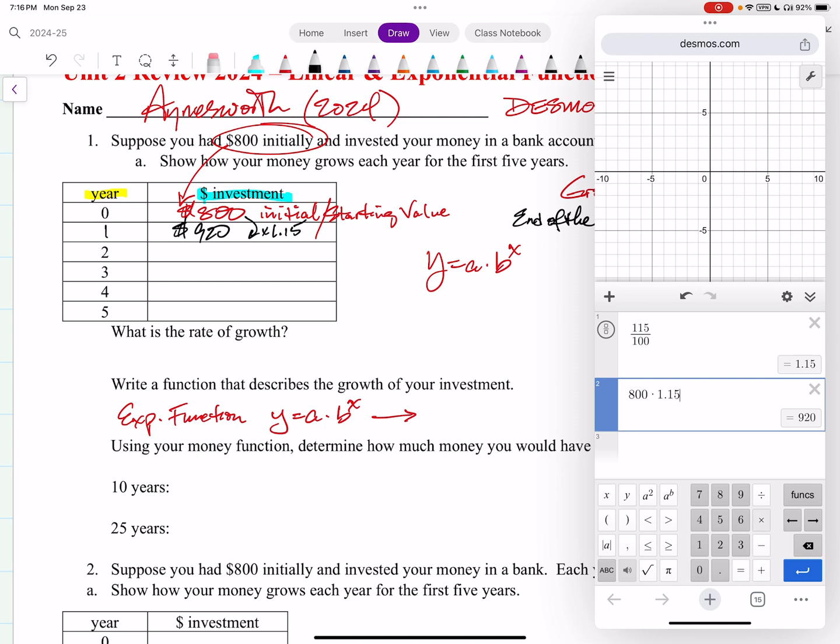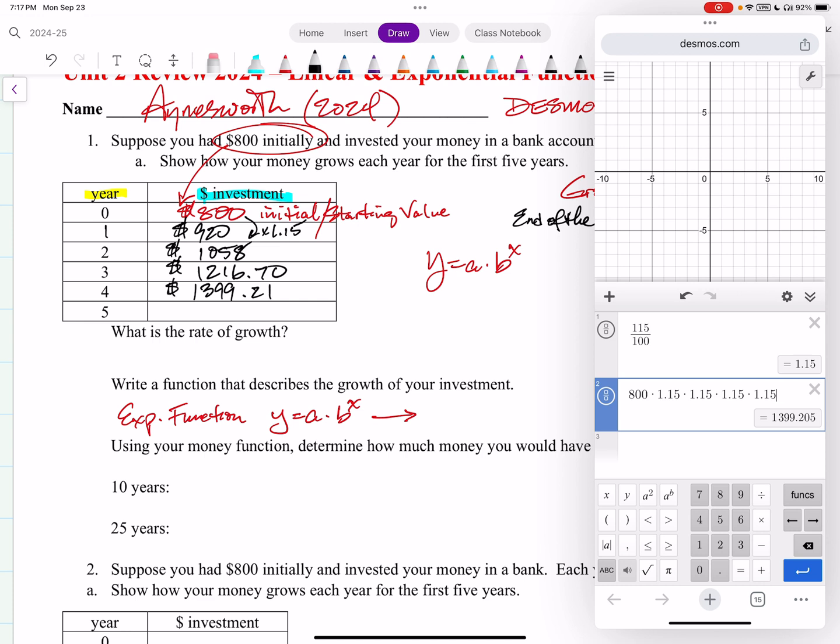And all you do, guys, is keep on multiplying this by the growth rate every year, and you get to use your calculator because we're dealing with exponential functions here. You have $1,058 at the end of 2 years, and then you multiply it by the growth rate again. You have $1,216.70 at the end of 3 years. And then you multiply by your growth rate again, and now you have $1,399.21. You have to round to the nearest hundredth there.